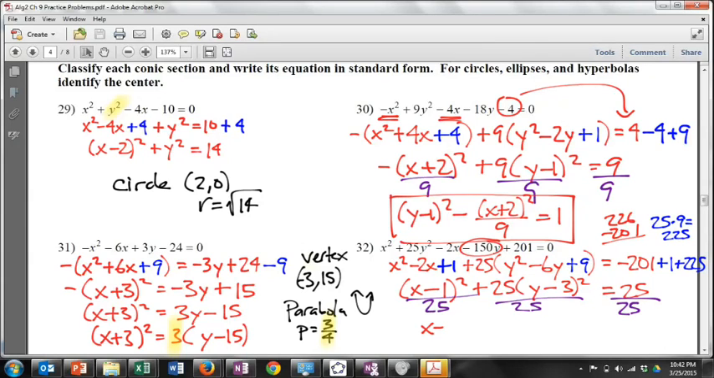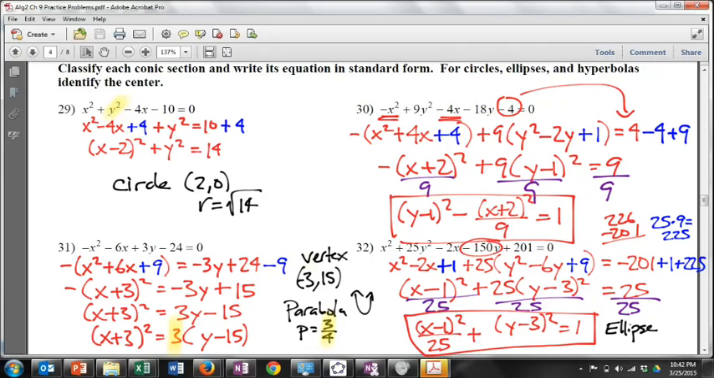So I have x minus 1 quantity squared over 25 plus y minus 3 quantity squared is equal to 1, and that's my solution there. This is going to be an ellipse at 1, 3 as its center point.